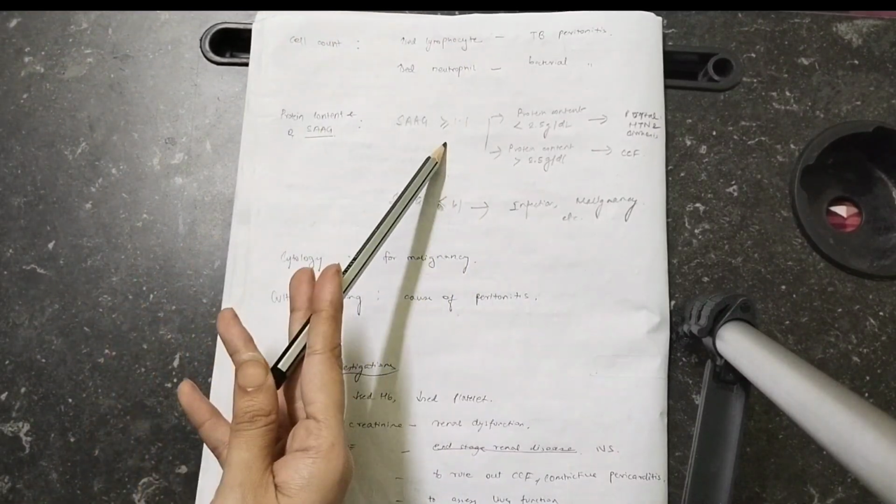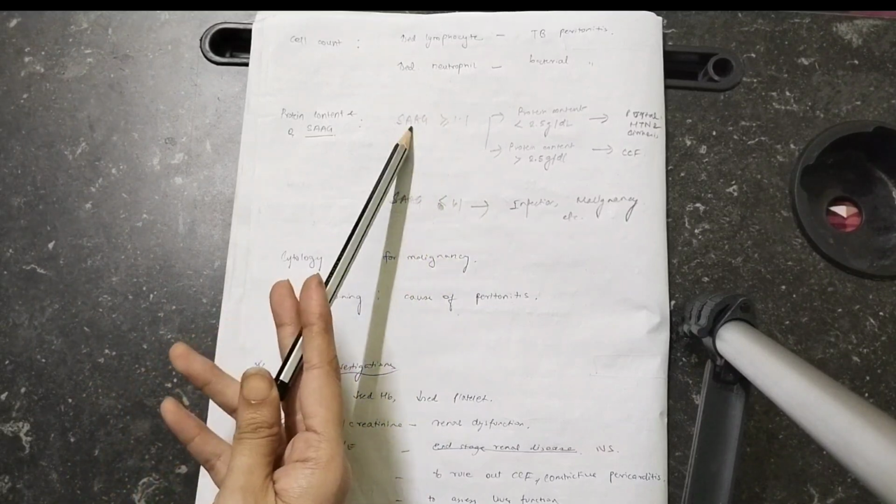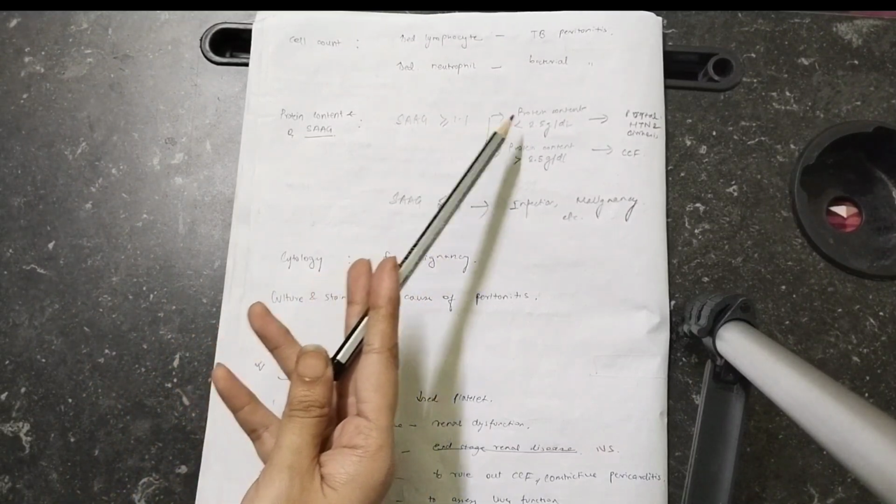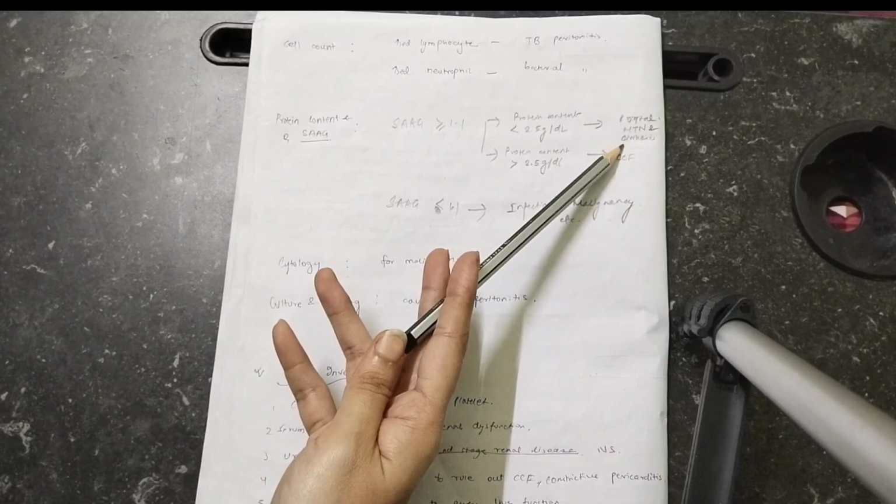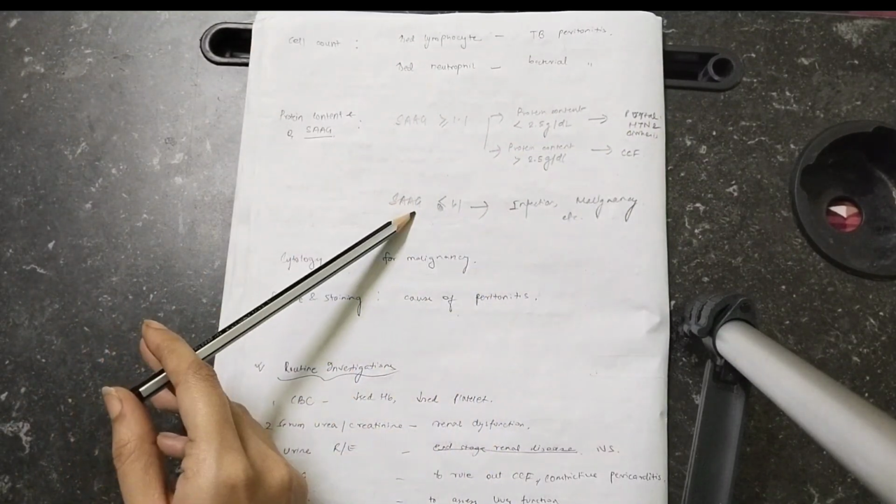Very, very important concept. The SAAG is either more than 1.1 or less than 1.1. In one line, if SAAG is more than 1.1, you do the protein count. If it is less than 2.5, it is portal hypertension due to cirrhosis. If it is more than 2.5, it is congestive cardiac failure. Very, very correct. And if it is less than 1.1, it can be due to infection or malignancy.